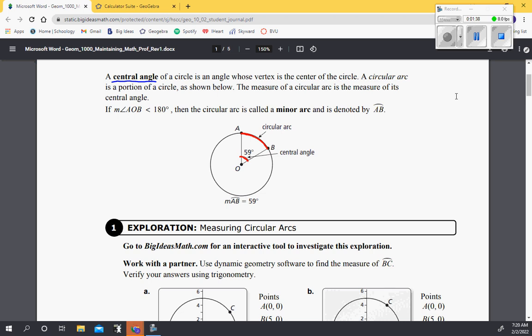If that angle, like you see down below, is less than 180 degrees, then it is called a minor arc. I bet you can guess if it's above 180, what we're going to call that. It's going to be a major arc, yes. And it is denoted by AB. So this is a minor arc. That's how we label a minor arc. We'll get into major arcs in a little bit.